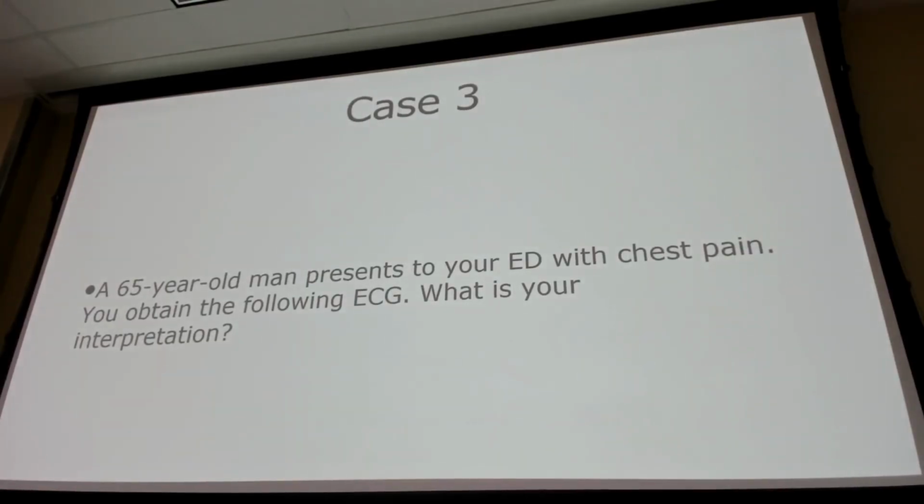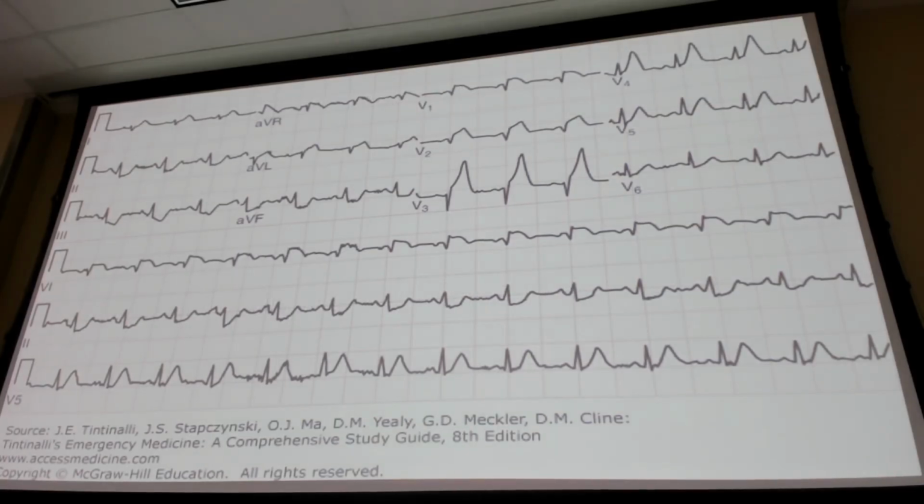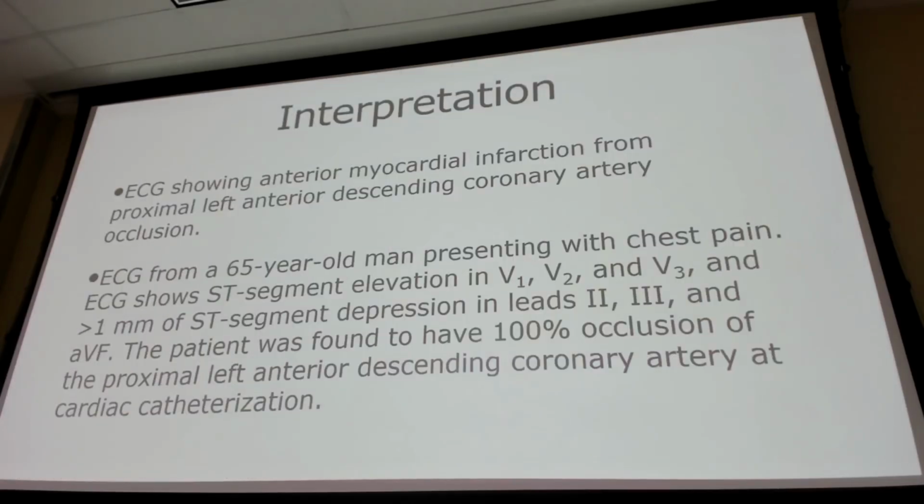Let's do another one. A 65-year-old man presents to the ED with chest pain. Here's your EKG. What is the interpretation here? Yeah, it looks like anteroseptal. You have reciprocal changes on there. Good. This is a proximal LAD occlusion.